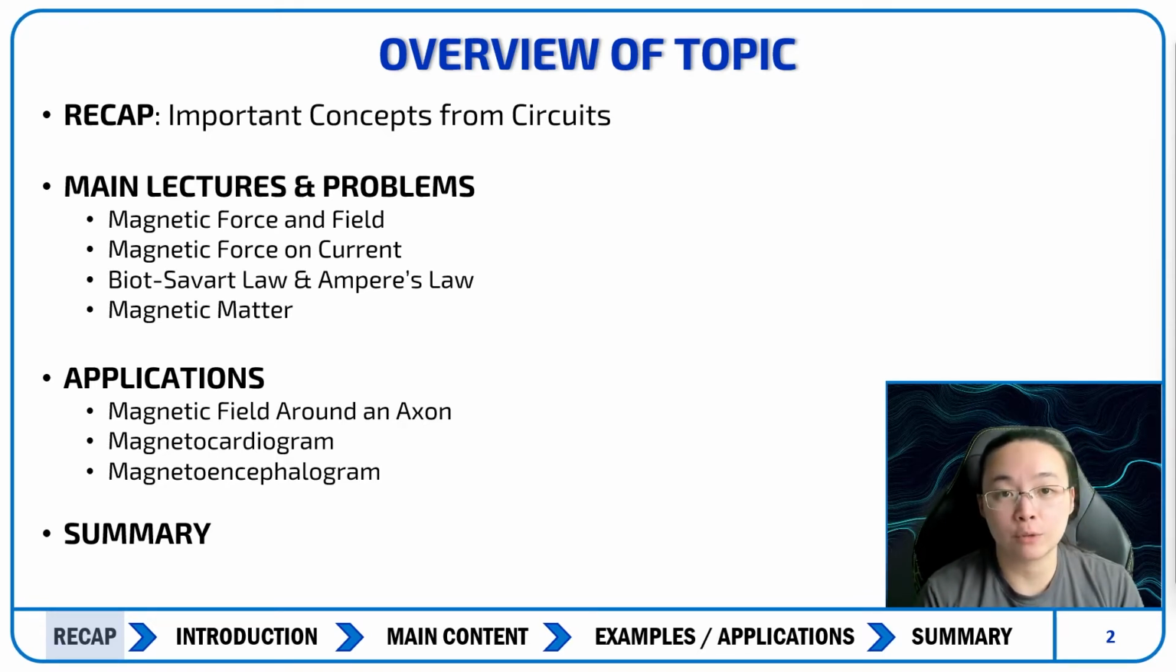Most importantly, there are two Maxwell's equations that we haven't covered yet, Ampere's law and Faraday's law. We're going to take a look at Ampere's law and then take a look at Faraday's law in Chapter 8. So we'll focus on Ampere's law here and take a look at different types of magnetic matter. Then we're going to move on to different applications. We'll take a look at magnetic fields around an axon, magnetocardiograms, as well as magnetoencephalograms. So these are three different applications of magnetic fields that we can take a look at related to medical and life physics.